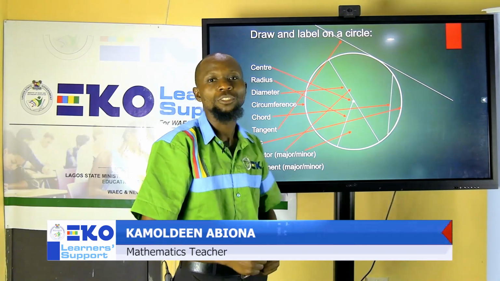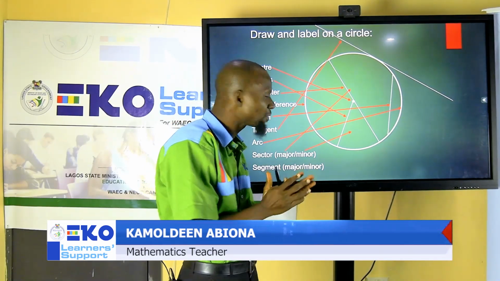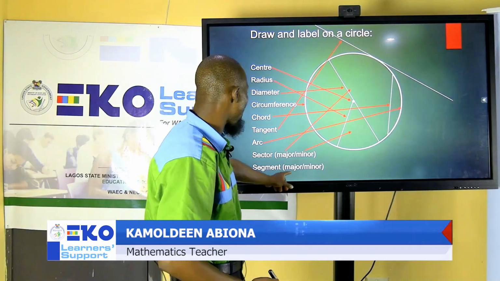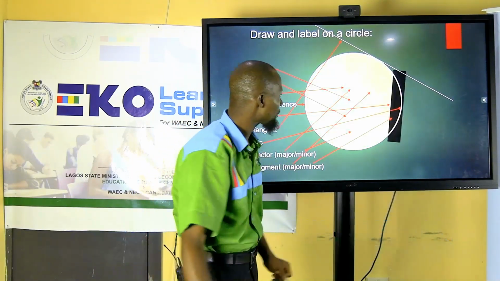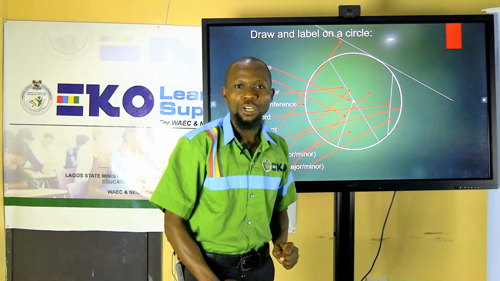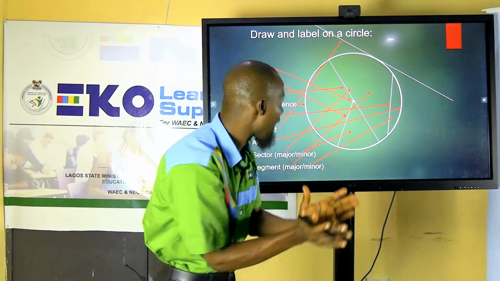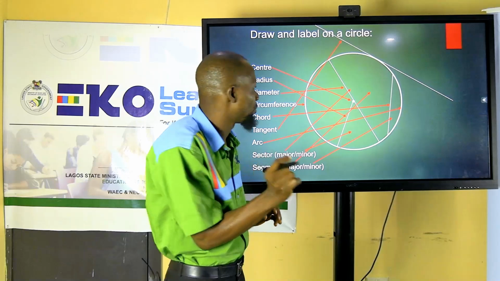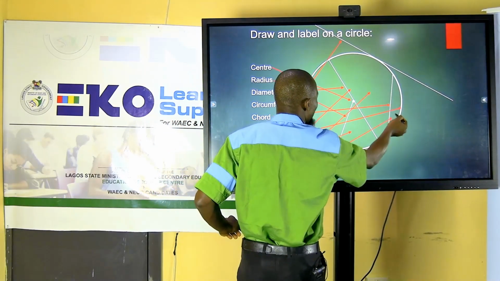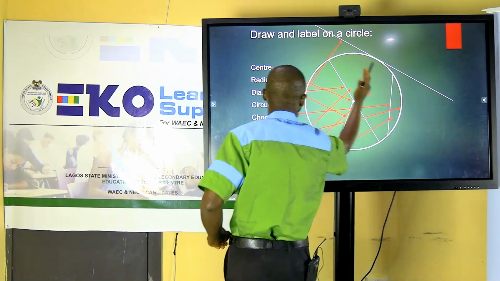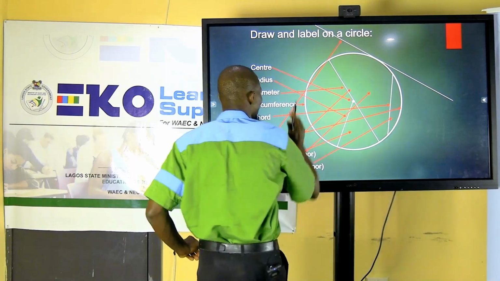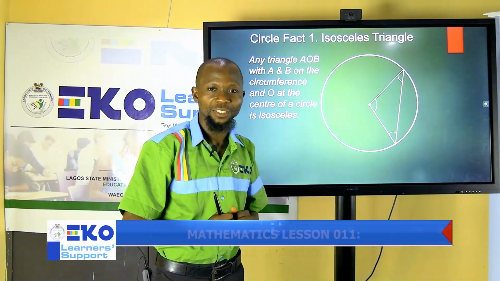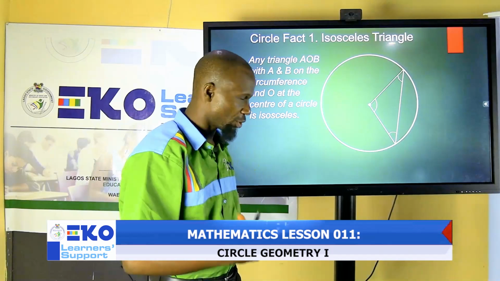And we also have what we call segment, which is an area bounded by a chord and an arc. So in that case, we have the smaller one. This is the smaller one. It's called the minor. And the major one is what? The bigger part. So, yes, we want to look at some facts before we go into the main theorem.